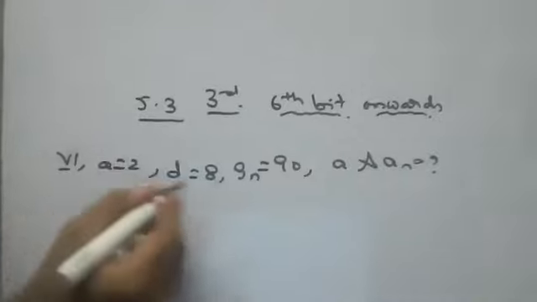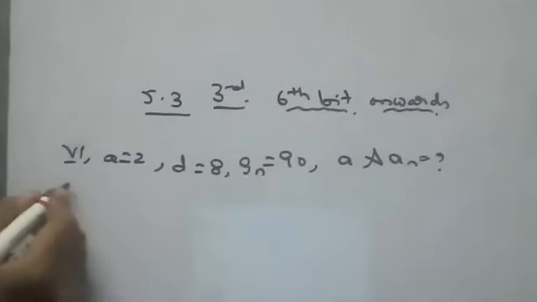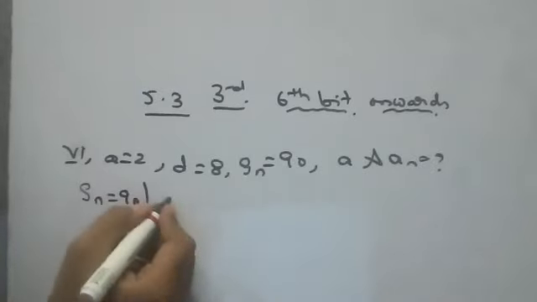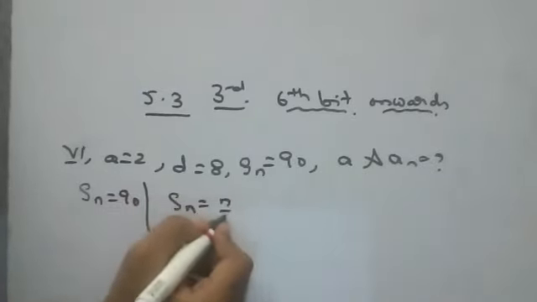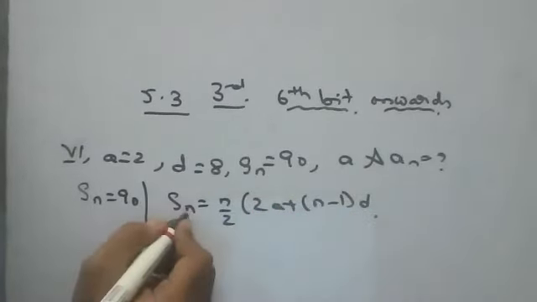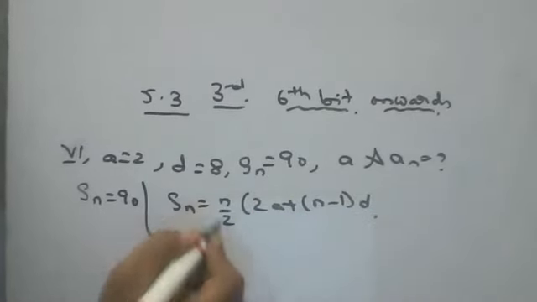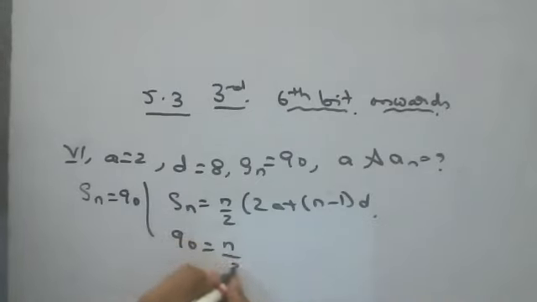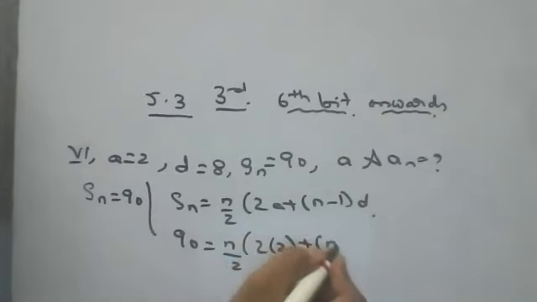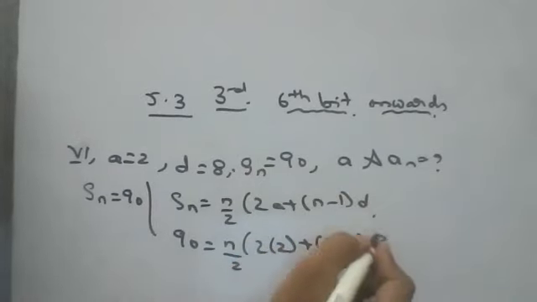Okay children, so Sn is equal to 90. Sum of n terms is given as 90. So we know the sum of n terms formula is n by 2 into 2a plus n minus 1 into d. This is given as 90. What is n, children? We should find out. What is a? It is 2. Plus n minus 1 into the common difference. How much, children? 8.